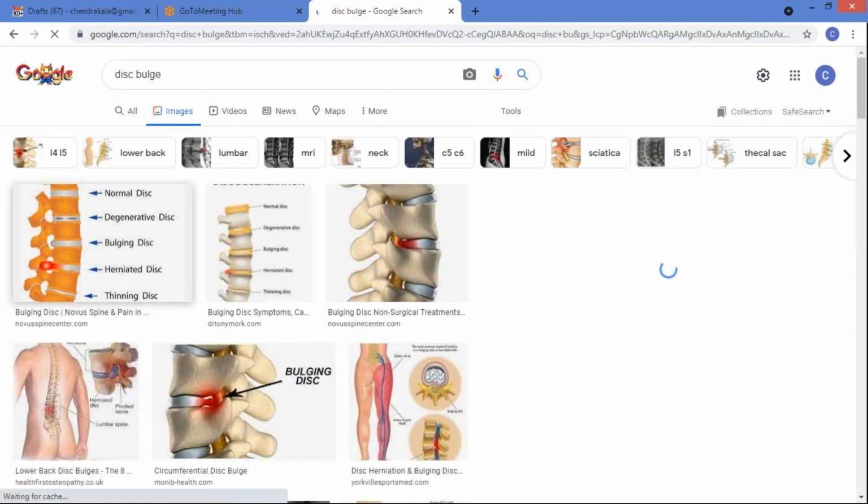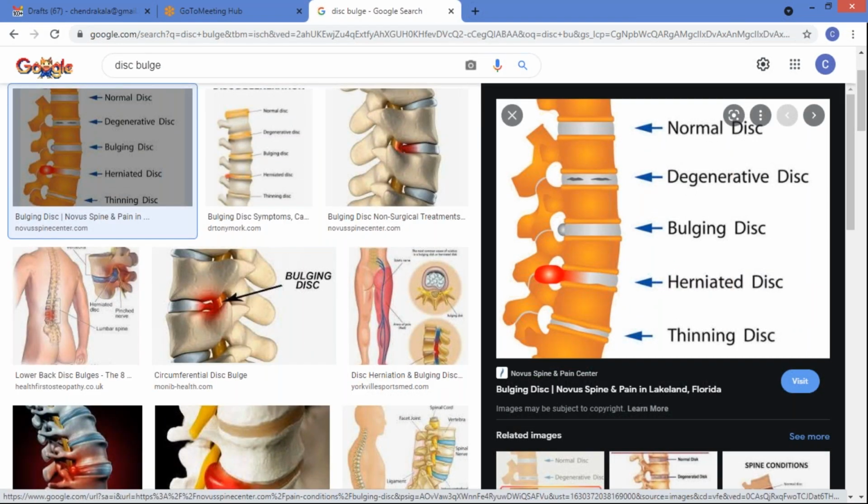You see, this is a disc. This is a normal disc. This is how your spinal cord looks: normal disc, degenerative disc, bulging disc. In case of a bulging disc, the doctor will not suggest surgery, as it will not interfere with activities much. But when the same bulge is herniated, a herniated disc will interrupt your activities.